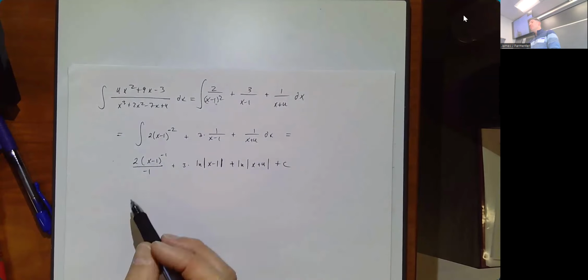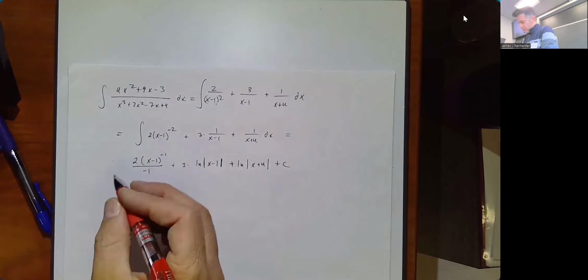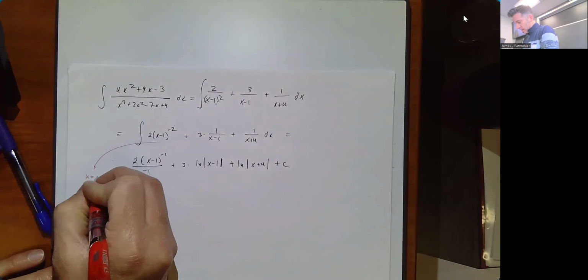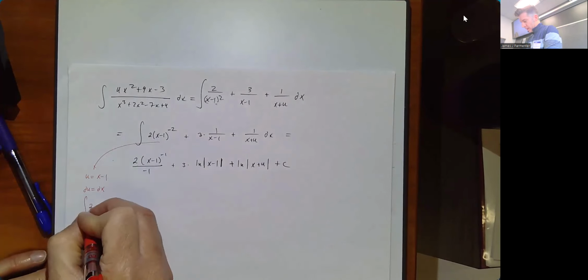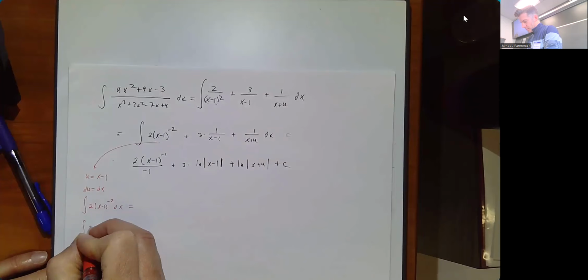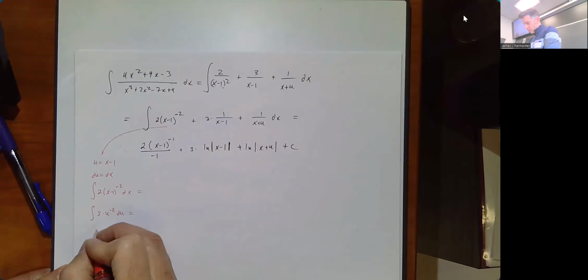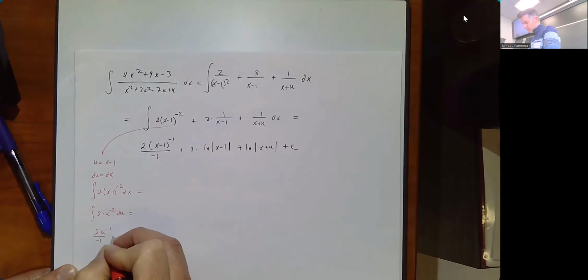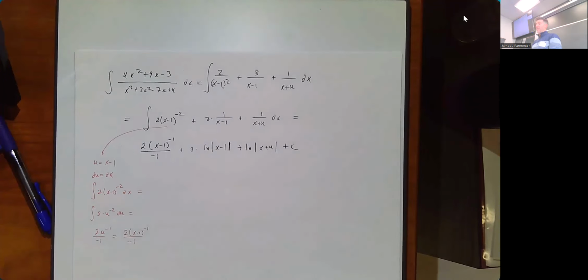What I'm skipping here is doing the tiny u substitution of letting u equal x minus 1, du equals dx. So the integral of 2 times x minus 1 to the negative 2 becomes the integral of 2 times u to the negative 2 du, which then becomes 2u to the negative 1 over negative 1, which then becomes 2 times x minus 1 to the negative 1 over negative 1. I think you can get away without doing that u substitution if you are comfortable with it. But if you're not, it's also okay to do the u substitution.